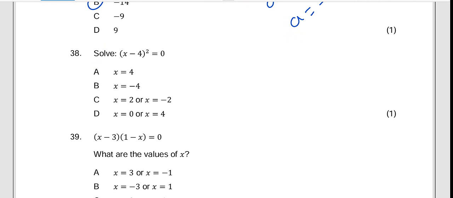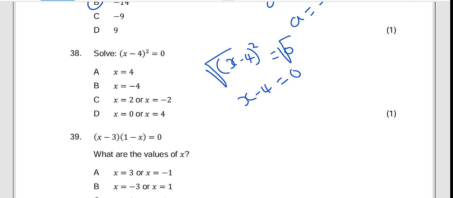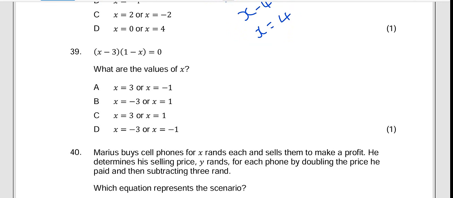Let's proceed to 38. This is solve for x. So it's going to be (x minus 4) squared equals 0. To get rid of this square exponent of 2, I will square root both sides. I'll be left with x minus 4 equals the square root of 0, which is 0. I'll take this to the other side. It's going to give me x equals 4. The correct option is A.